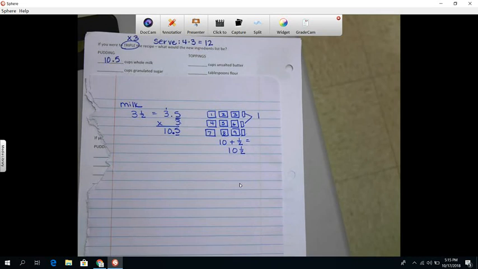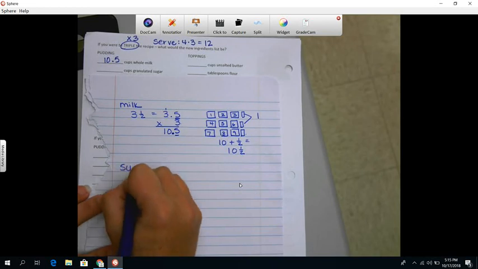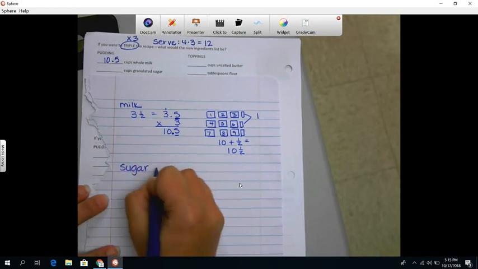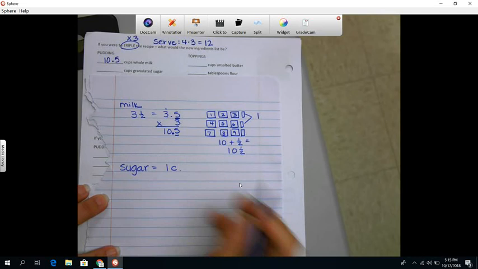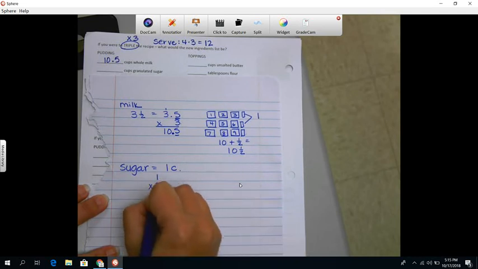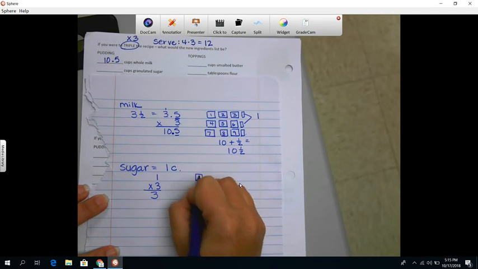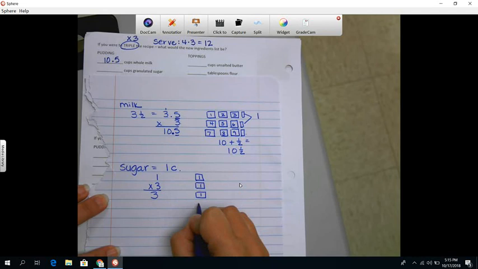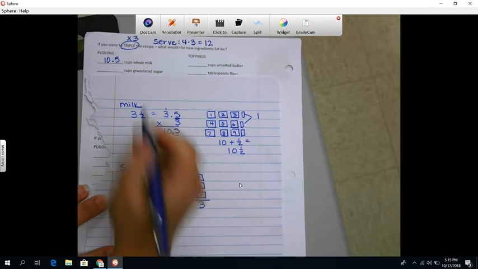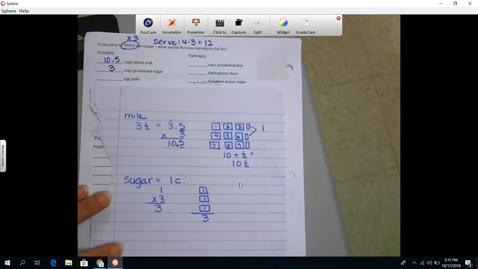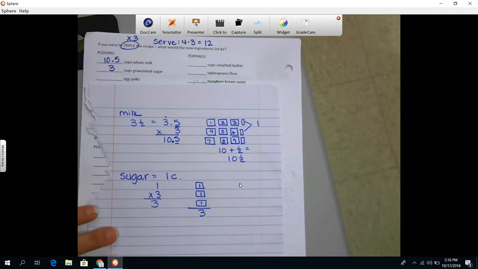All right, our next one that we're going to look at is going to be sugar. So now with sugar, we have 1 cup of sugar. We're going to go through. We need 1 cup. We're tripling it, so 1 times 3 is 3. We can draw a picture. 1 cup, 3 times, and that's going to give me 3 as well. All right, for egg yolks. So we needed 8 eggs.